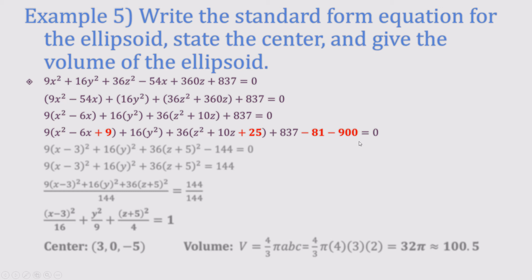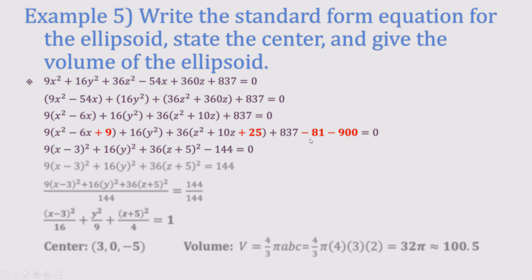And now if we do a little bit of simplifying, half of -6 is -3, so we have the (x minus 3) quantity squared times our 9. We still have our 16y squared. For our z terms, half of 10 is 5. We get (z plus 5) quantity squared times our 36. And when we combine all of our constant terms, 837 minus 81 minus 900, we get -144 equals 0.